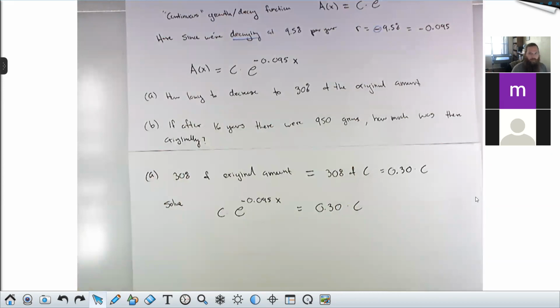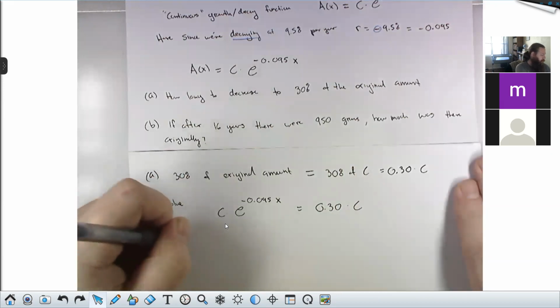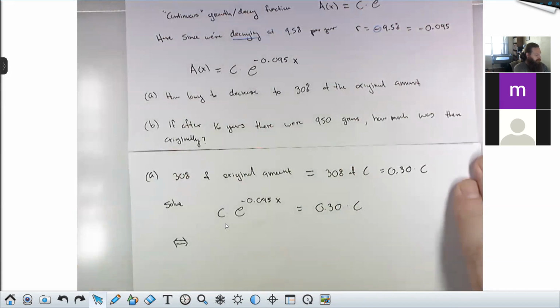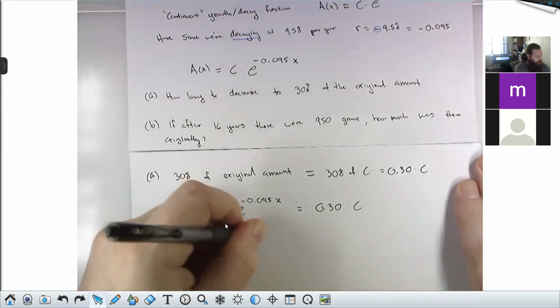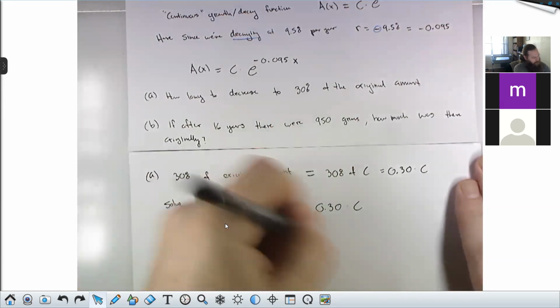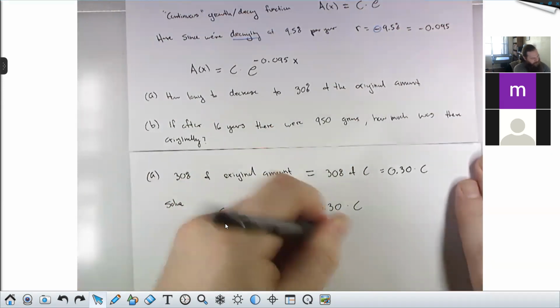But we can begin by dividing both sides by C. The C's cancel. So if you divide both sides by C, you get e to the negative 0.095x equals 0.30.